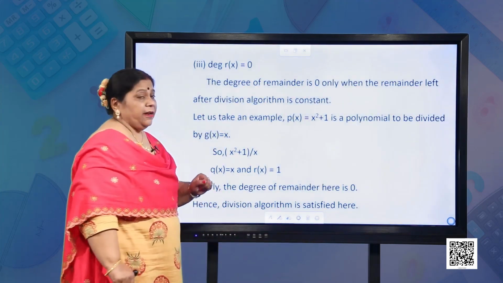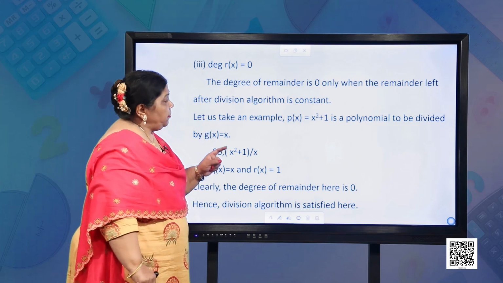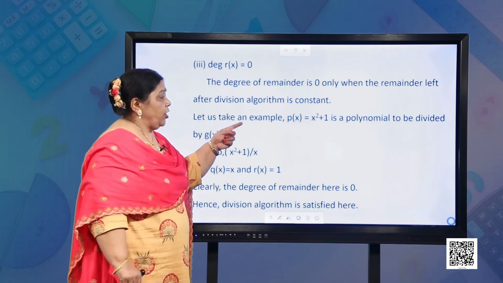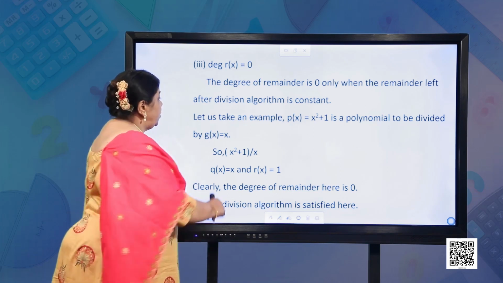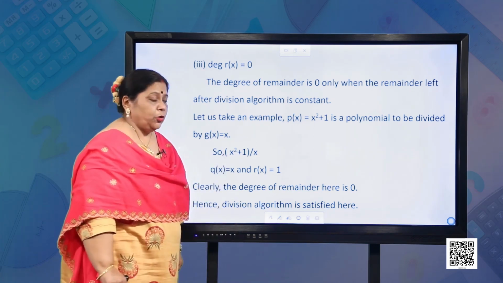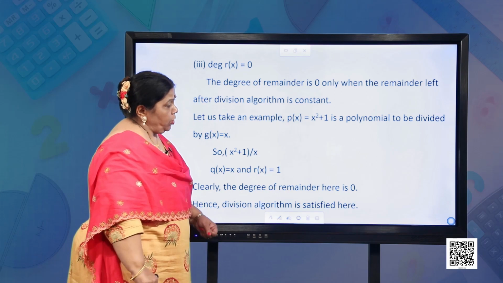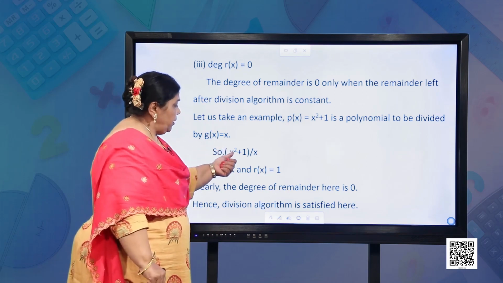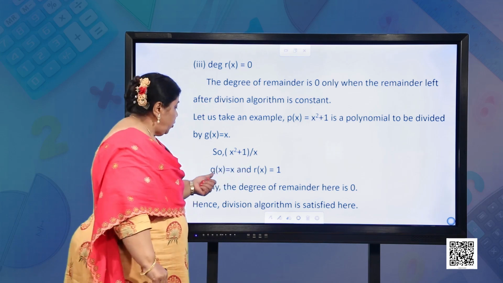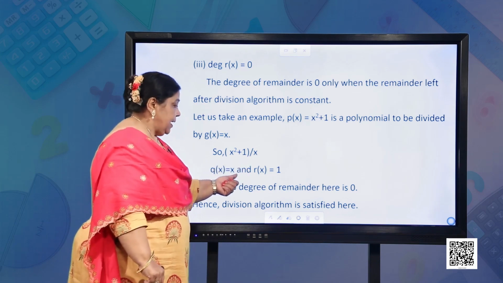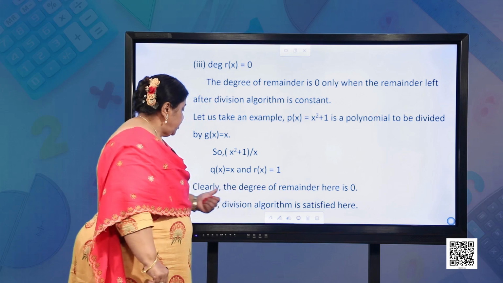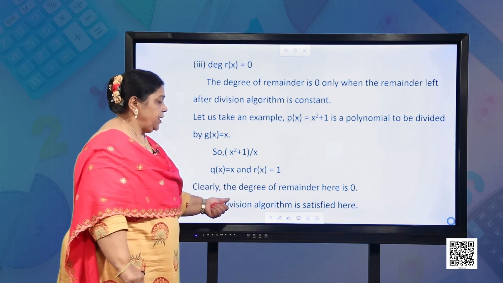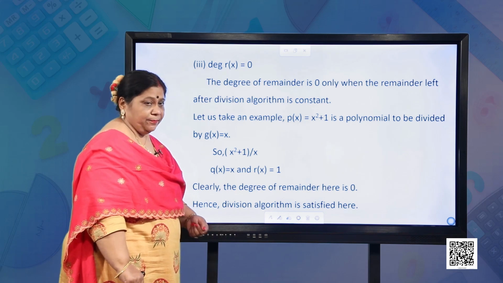Here degree of remainder is 0. The degree of remainder is 0 only when the remainder left after division algorithm is constant. So, let us take an example. P of x is equal to x square plus 1 is a polynomial to be divided by g of x is equal to x. So, x square plus 1 when I divide by x, what do I get? Quotient as x and remainder as 1. So, clearly the degree of remainder here is 0, hence division algorithm is satisfied here.